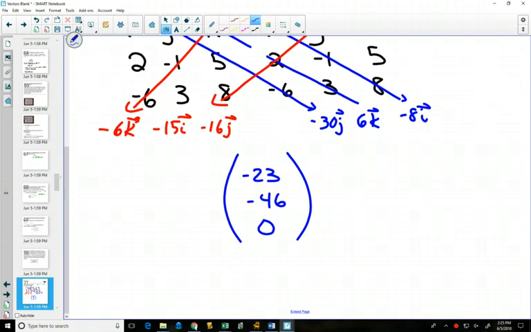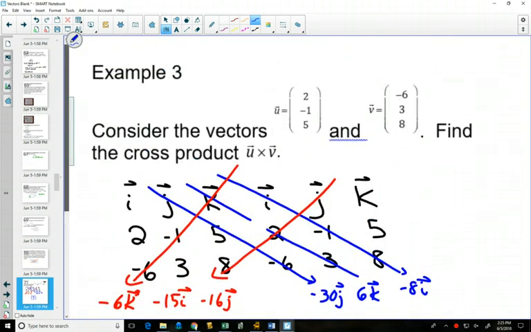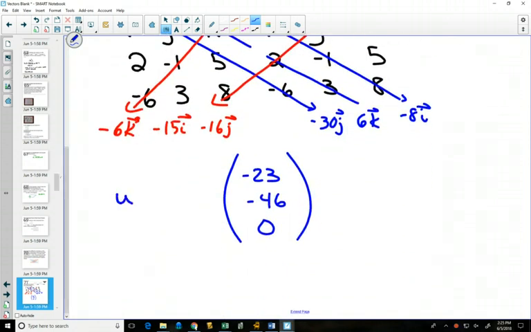What's that? Yes, so this is u cross v equals this. If you wrote v on top, it equals an answer? Yes. Well, it would be the negative of that. It would be 23, 46, 0. Is it always the column vector going to be i, j, k? Yes. Column vectors i, j, k always.